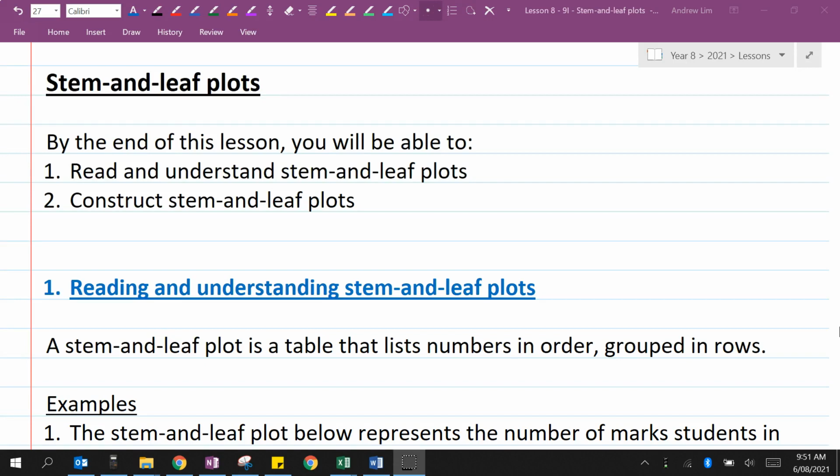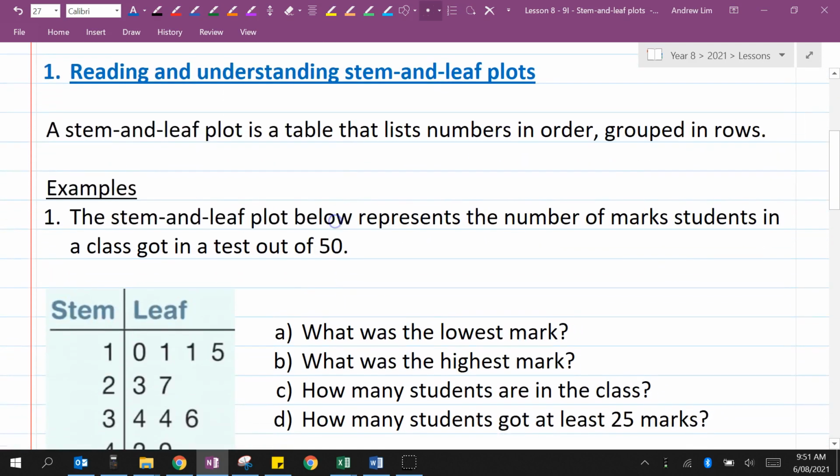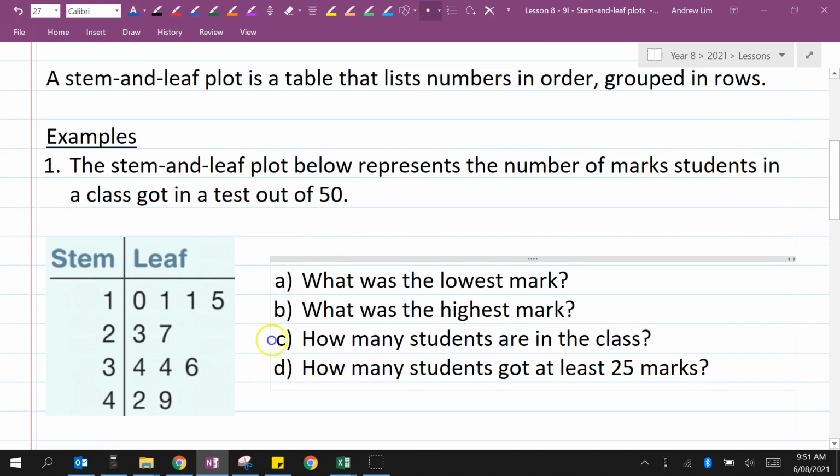In this video we are going to be looking at stem and leaf plots. By the end of this lesson, you'll be able to read and understand stem and leaf plots and construct them. Let's have a look at the first part of this lesson. A stem and leaf plot is a table that lists numbers in order and they are grouped in rows. So let's have a look at some examples.